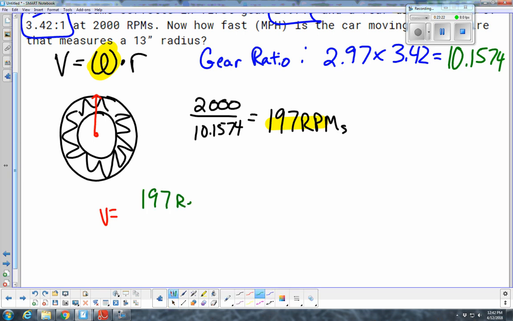Okay? So that's my angular velocity. Now here comes my radius. Ready? Now you got to be careful here. This is the tricky part. Radius is 13 inches. So 13 inches, that goes on the top.